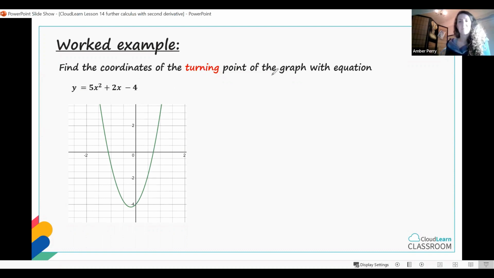Find the coordinates of the turning point of the graph with this equation, 5x squared plus 2x minus 4. Okay, so step 1 was to find dy by dx. If anyone wants to put dy by dx into the chat for me, please do have a go now. Remember, bring the power down, times by the number, reduce the power by 1. Everyone have a go at differentiating that for me.